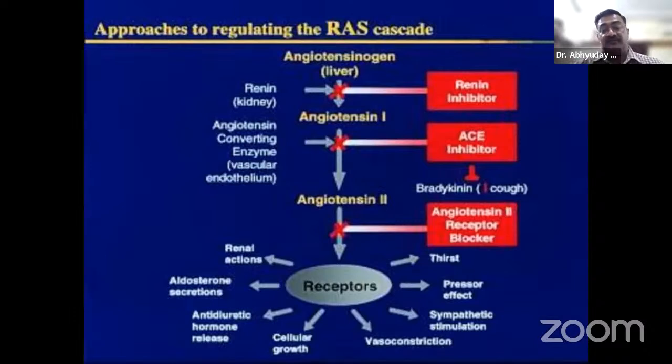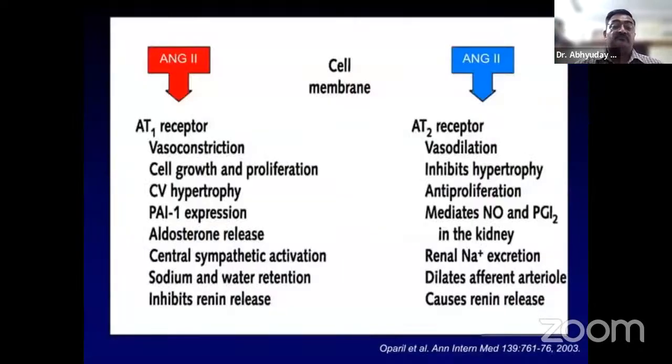Then we have ACE inhibitors. Then we have ARBs, where they act on various enzymes, angiotensin 1, angiotensin 2, and receptors, so that there is a reduction in aldosterone secretion, reduction in cellular growth, improvement in vasoconstriction, reduced sympathetic stimulation, and an improvement in the overall kidney function and reduction of proteinuria. So we have renin inhibitors, ACE inhibitors, and angiotensin 2 receptor blockers. And here I won't go into detail. We know what the AT1 receptors do and what AT2 receptors do.